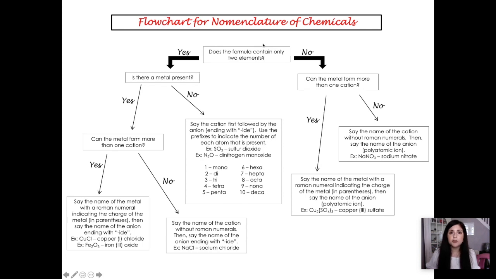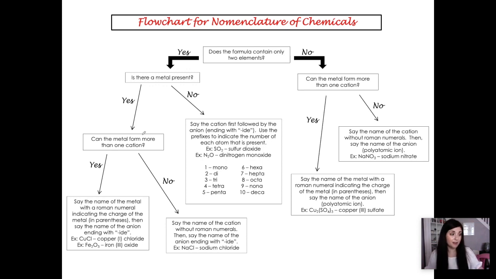So there's two things you really have to look for when you're naming chemical compounds. We're just going to go through this really quickly here, and then we'll do the sample problems together. The first one is if there's a metal present. And really, it doesn't matter too much if it contains only two elements because you're going to name them very similarly. Is there a metal present is what you have to look for first. And your metal is going to be the first ion that's listed in the formula. And what you're looking for is if the metal can form more than one cation.